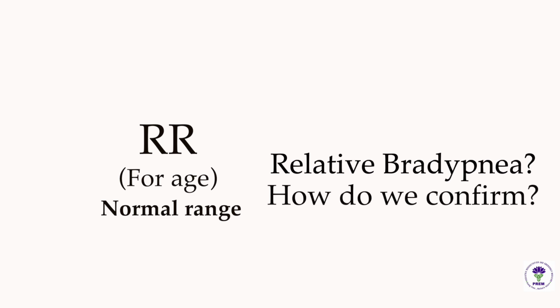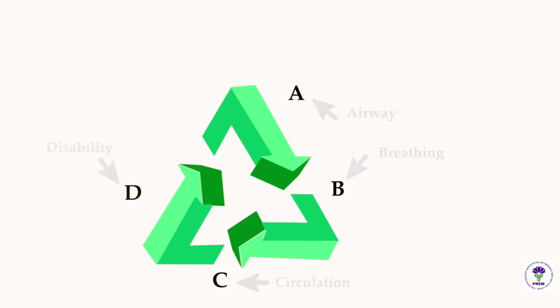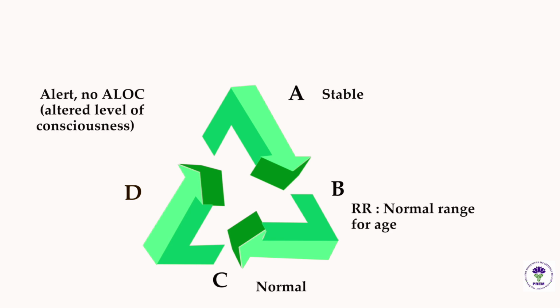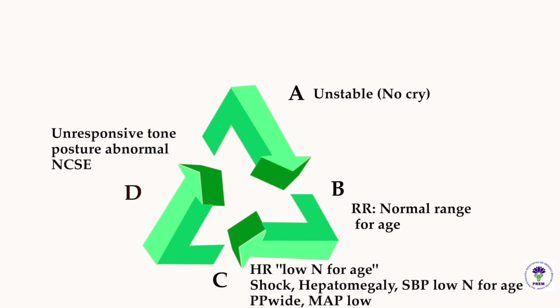We confirm this by using the second step: perform or recognize the physiological status using the Prem triangle. If the other parts of the triangle are normal, that is, the child is alert, mother denies altered level of consciousness, the airway is stable, the circulation is normal, then this respiratory rate, which is normal, is true normal. If the child has profound loss of level of consciousness, the airway might be unstable, and the child is in shock, this normal respiratory rate is relative bradypnea.